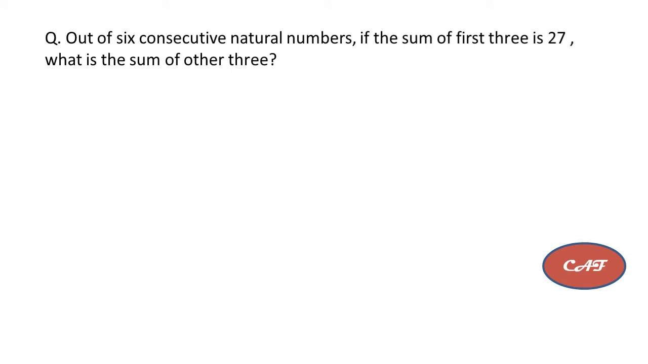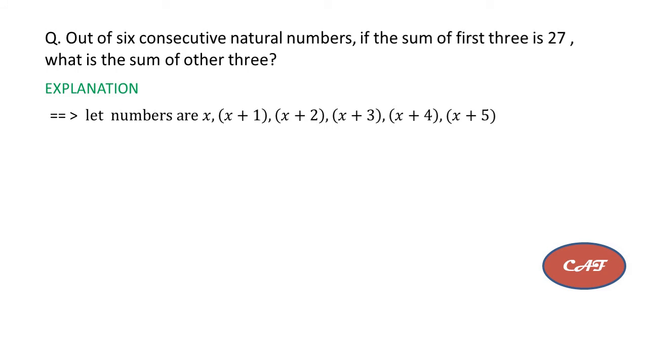Next question. Out of 6 consecutive natural numbers, if the sum of the first 3 is 27, what is the sum of the other 3? So we have 6 consecutive natural numbers and the sum of the first 3 is 27. So I am assuming the first one is x, and the next one will be x plus 1, the next one x plus 2, like that. So see here, x plus 1, x plus 2, x plus 3, x plus 4 and x plus 5.